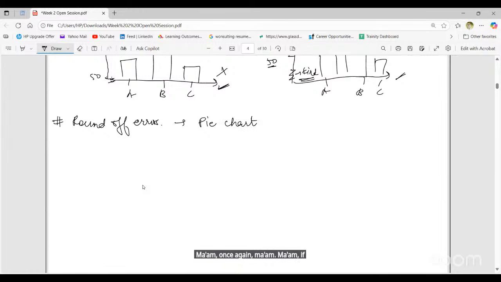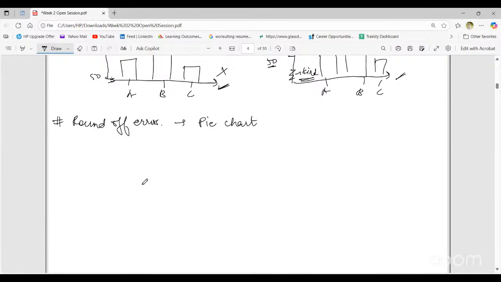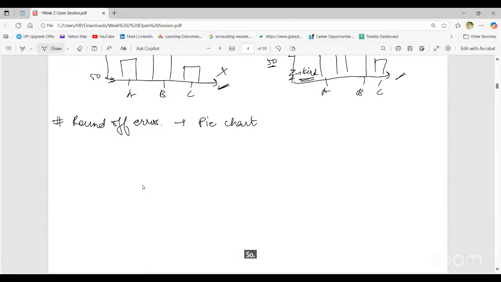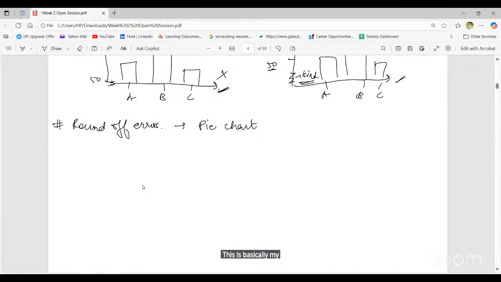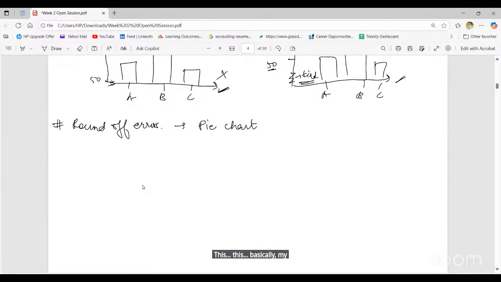Ma'am, if we change the number for 50 there, will it change for the x-axis also? The origin, we're changing it for the origin, aren't we? In the example where you changed the y-axis for 50 in the beginning, will the x-axis also begin from 50, or will it start from 0? This is basically my 50, so this will be different. My x-axis is denoting the data, the categories A, B, and C.